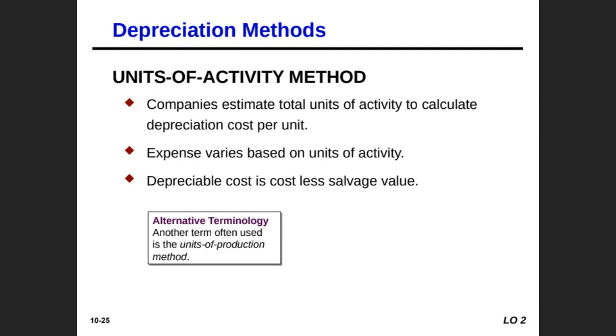Now, why do we need this one? Normally, manufacturing companies can measure production in units of output, or in machine hours, or in miles, could be anything, right? So that's why this type of method is used for those assets whose life can be measured in terms of activity.